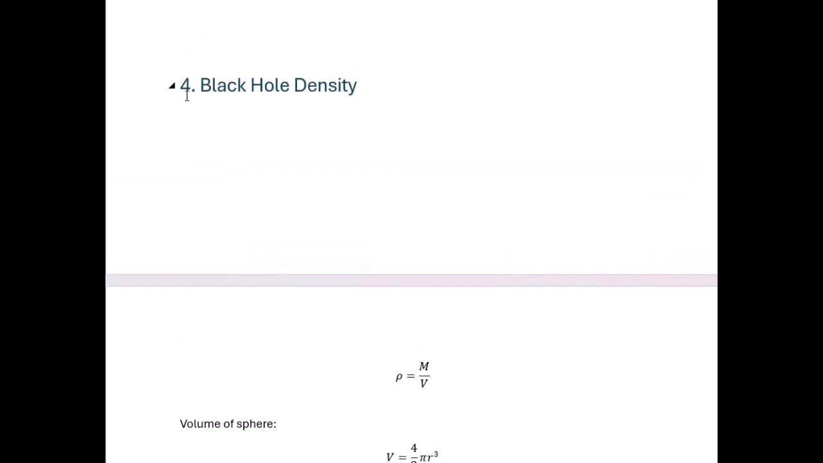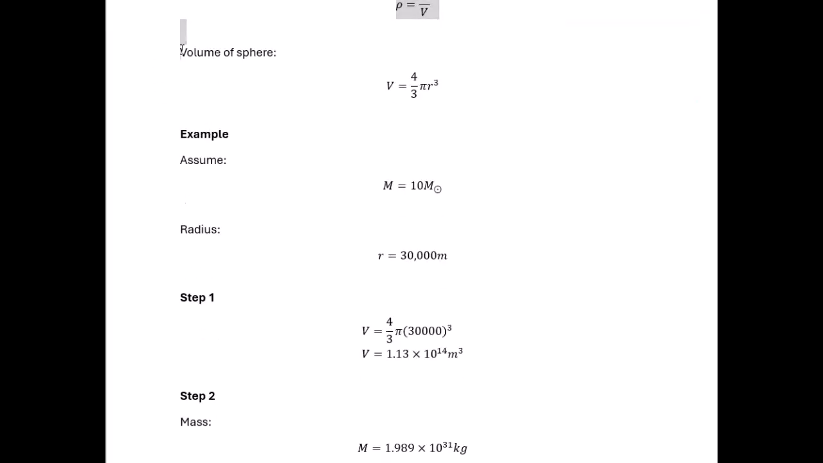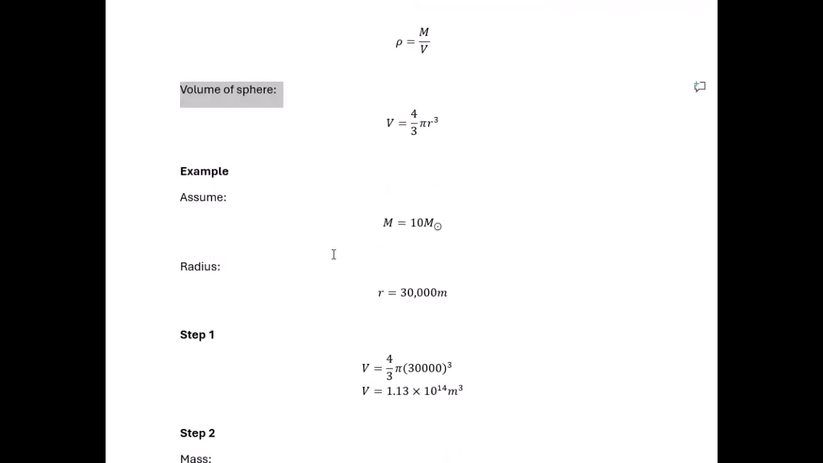So let's talk about the fourth formula. There are total 5 formulas. The fourth formula is the black hole density. So the black hole density formula is that rho equals M divided by V, the volume of the sphere. V equals the volume of the sphere, which is 4 divided by 3 pi r cube. Assume mass equals 10 M, radius equals 30,000 m.